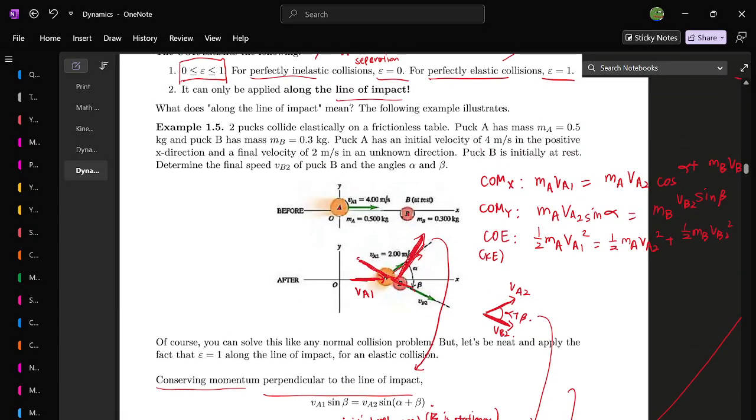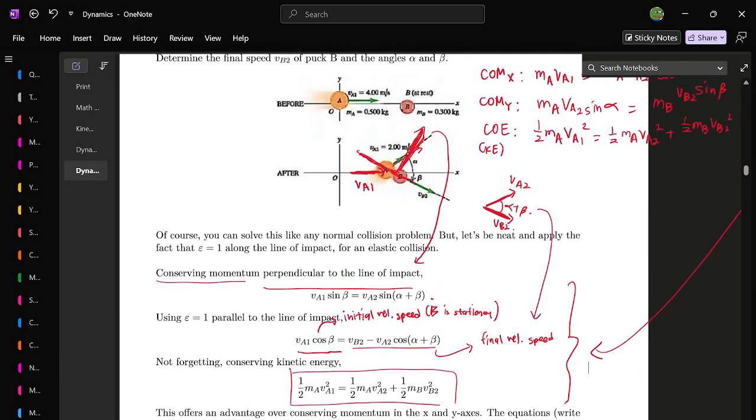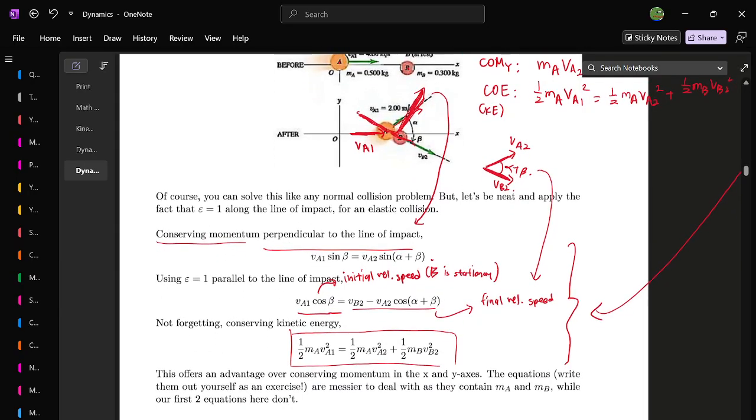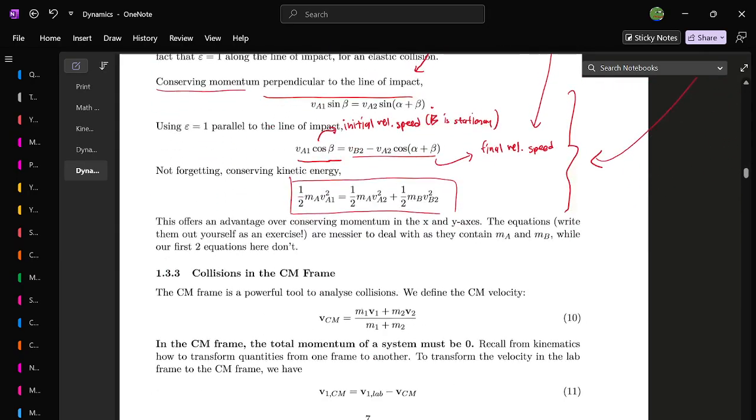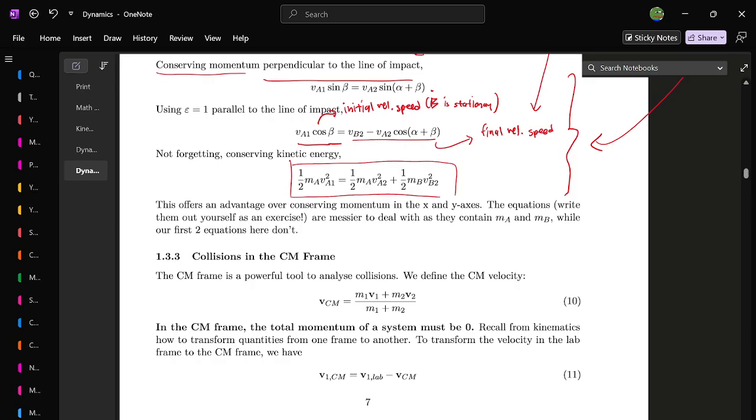So up to now, this should be hopefully quite familiar on collisions. Now, we'll go into something a little bit more unfamiliar about collisions, and this is what we call the CM frame. So I want you to recall from kinematics what a frame is.